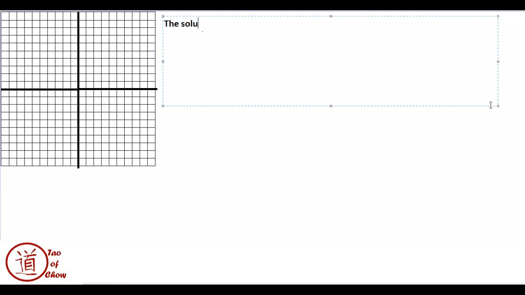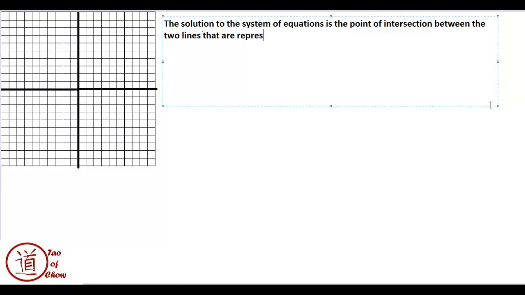So, solution to the system of equations is the point of intersection between the two lines that are representing the two equations. Okay, so let's take a look at the possibilities here.